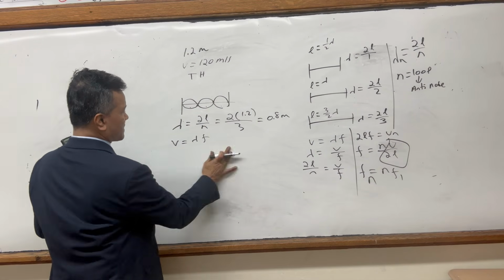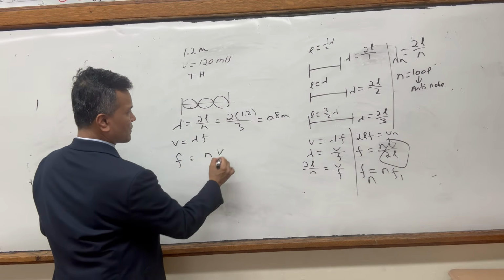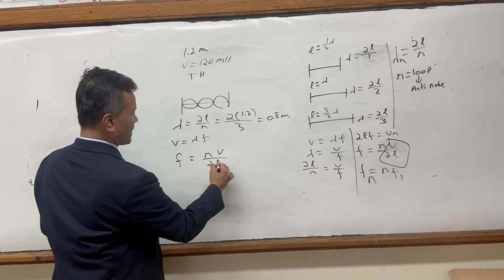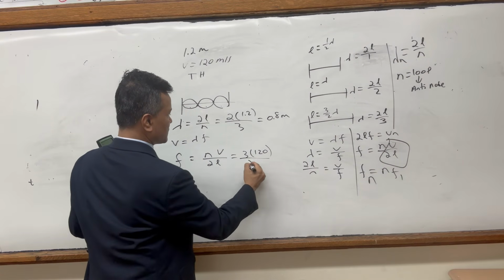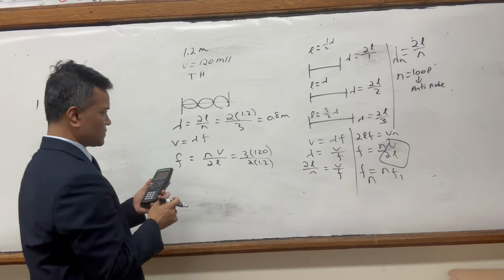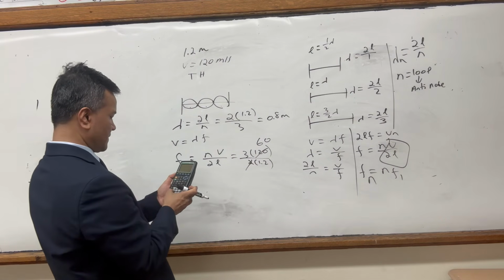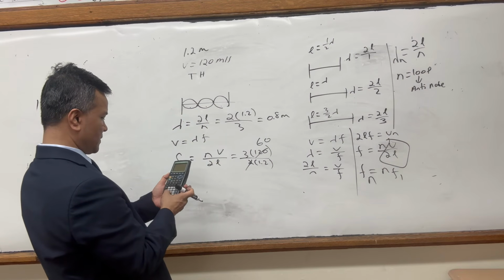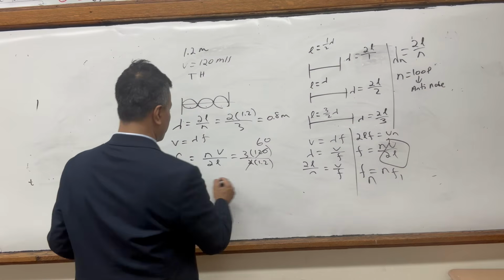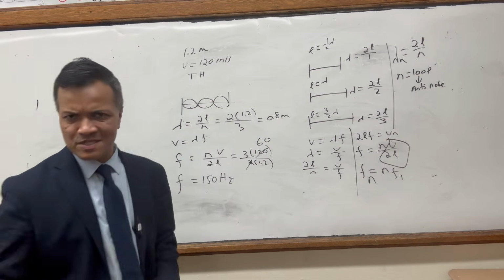Let's find the frequency. Frequency is nV over 2L. So n is 3, V is 120, and 2 times 1.2. So this is 60. So 180 divided by 1.2, and that is 150. Frequency is 150 hertz. All right, so this is pretty much it.